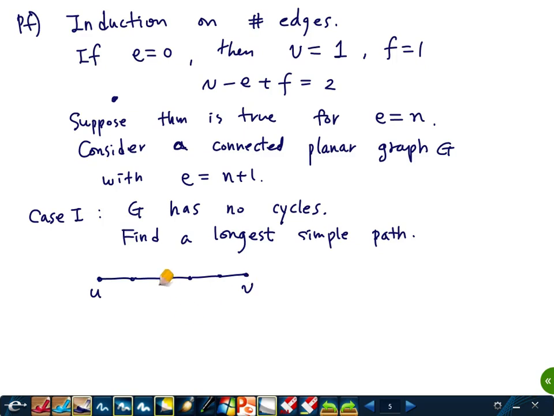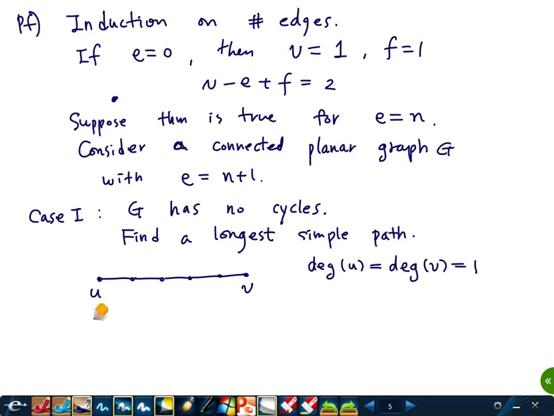Okay? Then what is the degree of u? Degree must be 1. This is the only vertex connected to u, because otherwise you can continue. Or you can connect, but because you don't have any cycles, the degree must be 1. And same for the degree of the other side. Degree 1 and degree 1. It's enough that we find one vertex of degree 1. So here we have a vertex of degree 1.